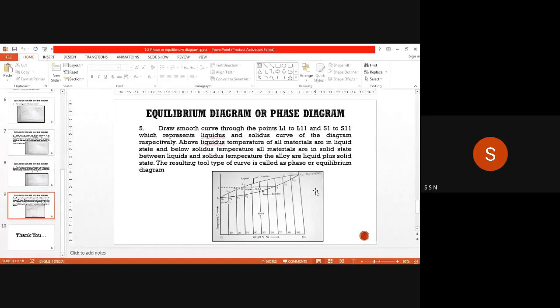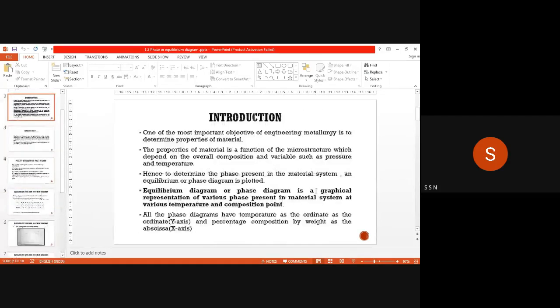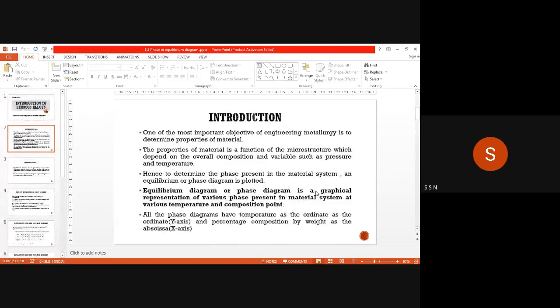In that phase diagram, just observe: on the y-axis we have taken temperature, on the x-axis we have taken percentage weight. That means a concentration or composition. We have taken composition on the x-axis and temperature on the y-axis. So these kinds of diagrams are called equilibrium diagrams or phase diagrams. And why is it called an equilibrium diagram?